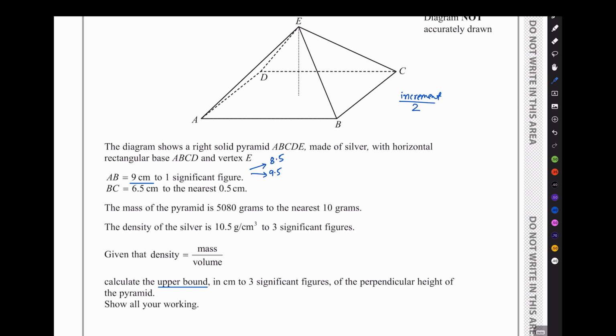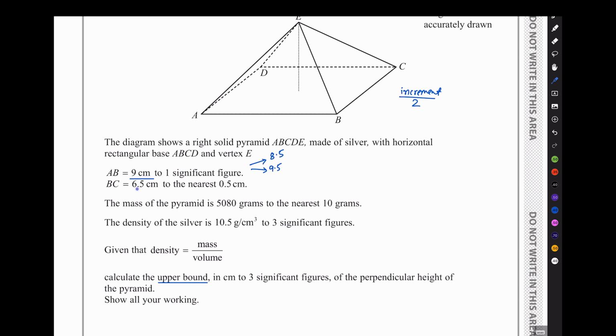Now for the next one, 6.5, given to the nearest 0.5 centimeters. What's the next one? It's 7.0, then 7.5, then 8.0, then 8.5. You get the idea. So the increment is 0.5, and increment divided by 2 is 0.5 divided by 2, which is 0.25. To find the lower bound, you subtract 0.25 from this number, and to find the upper bound, you add 0.25. So the lower bound is 6.25 and the upper bound is 6.75.